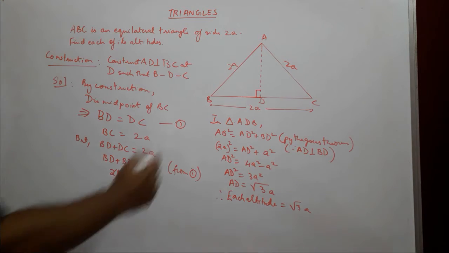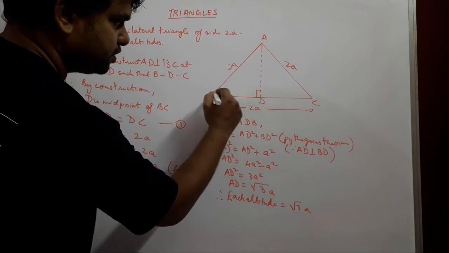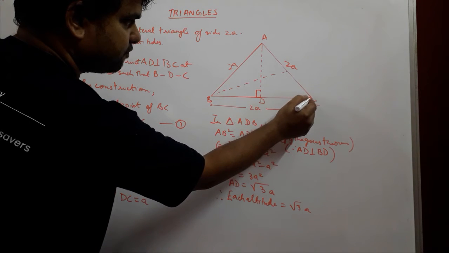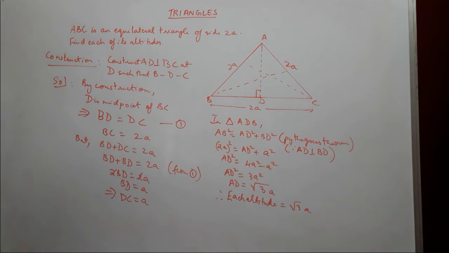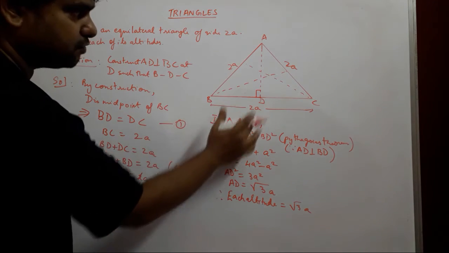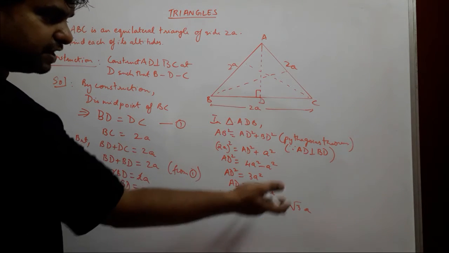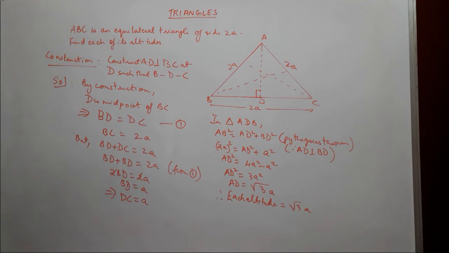We don't have to find each and every altitude, because there will be 3 altitudes. If you have one over here, you will probably have one like this, and you'll have one like this. I'm not drawing it properly, but yes, this is how. But you don't have to find all of them, because all of them will be equal, because this is an equilateral triangle, having equal angles. So if you find one, it's as good as finding the others. So each altitude is going to be equal to root 3A. Okay, so this is how we solve this problem.